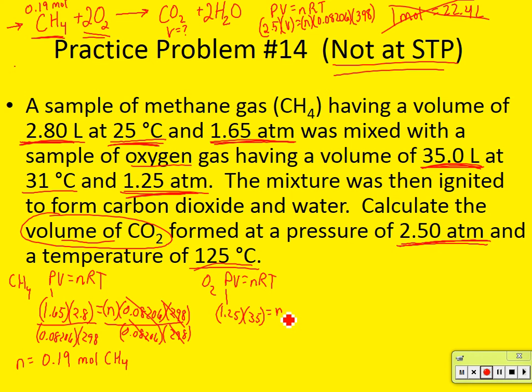Did it tell us moles? Nope, but we should be able to solve for it. And the temperature, what was the temperature? 31 plus 273 is 304. Is that what you guys got? Yeah, 304. Now again, we're solving for n. Let's get the other terms away from n. You have to divide by them. Should I do that to both sides?